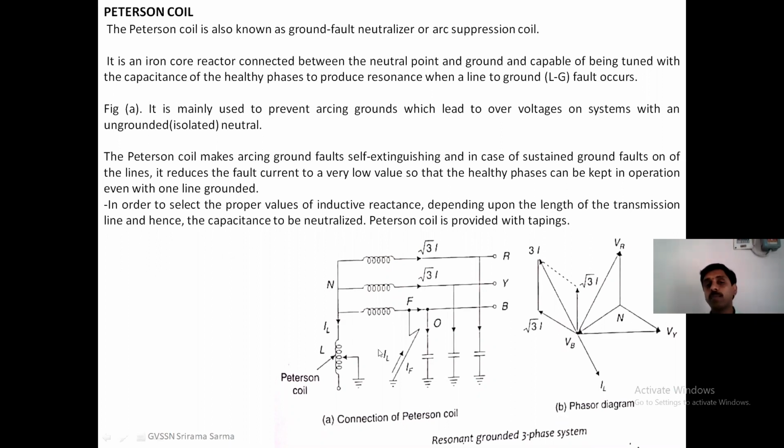In order to select the proper value of the inductive reactance, it depends upon the length of the transmission line, and hence the capacitance to be neutralized. So we have to select this value depending upon the length of the transmission line as well as the capacitance to be neutralized. So the Peterson coil is provided with tappings. You can have different tappings, which are not shown here. Now we'll discuss this phasor diagram.